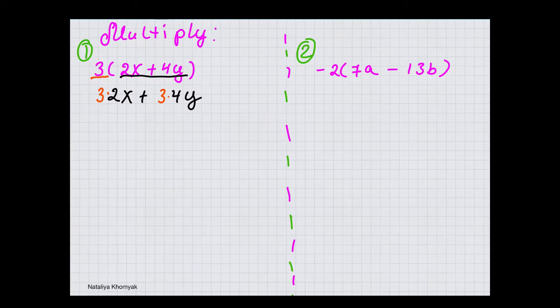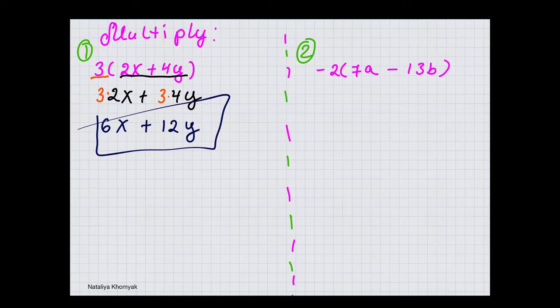And on the last step, you want to simplify. So we have 3 times 2, 6x plus 3 times 4, 12y. These are not like terms, so this is our answer.